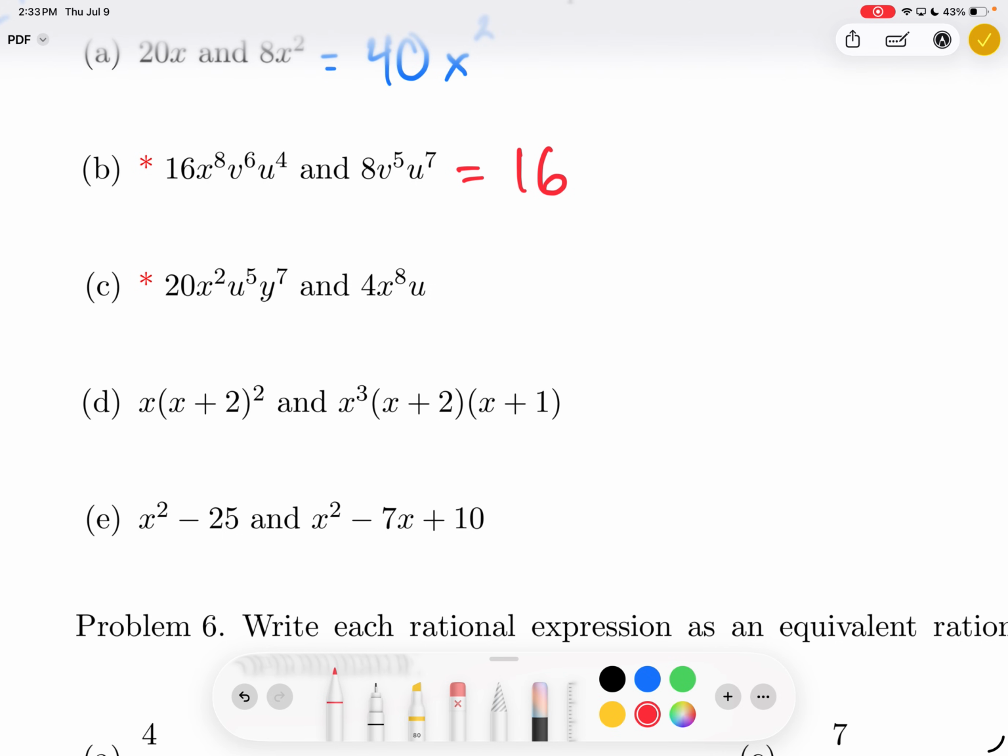And then with the exponents, you take all of them, okay? You want all the exponents. So I need 8 x's, I need 6 v's, and I need 7 u's. So even though there's not x's over here, I need it. I need all the ones they have. So I'm going to take the biggest exponent from each one. So 8 x's, there's 6 v's and 5 v's, I take 6. There's 4 u's and there's 7 u's, so I take 7. You take the biggest exponent.